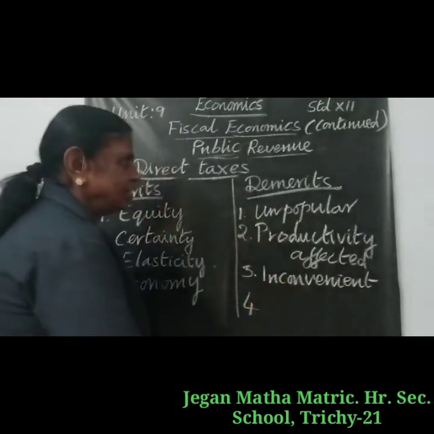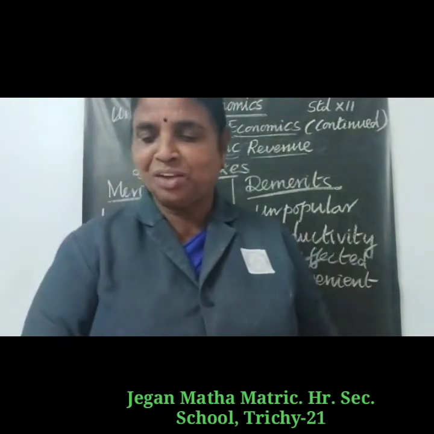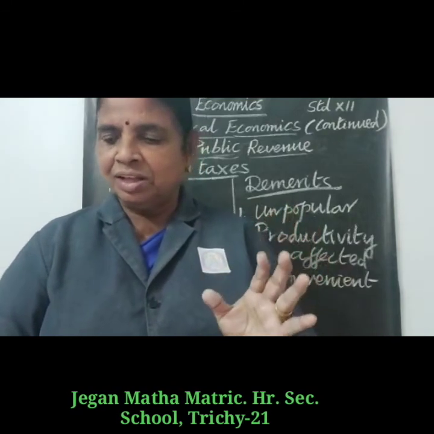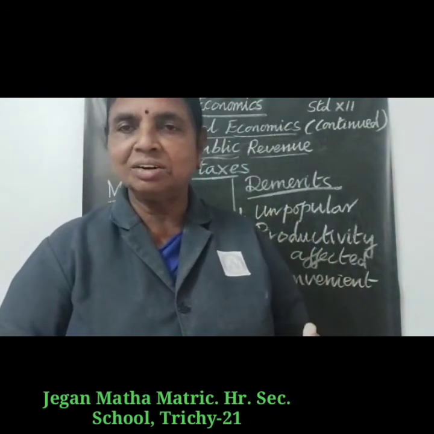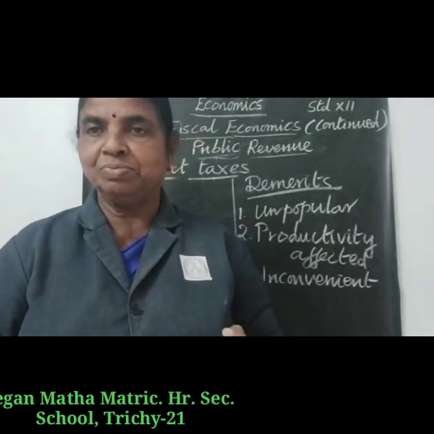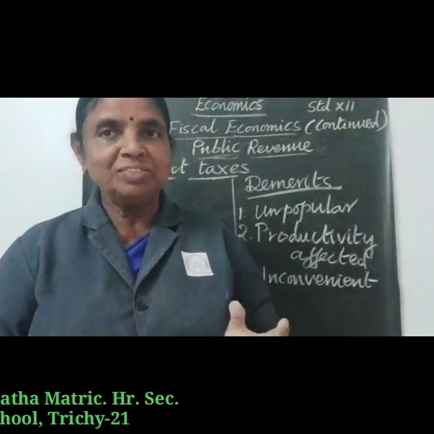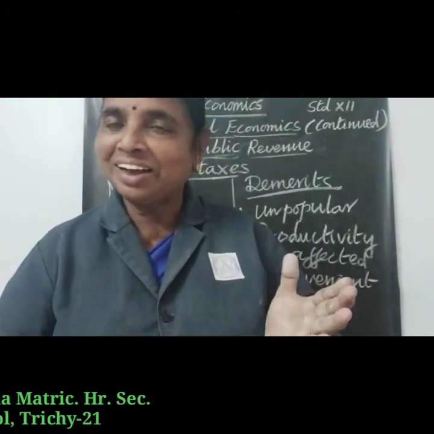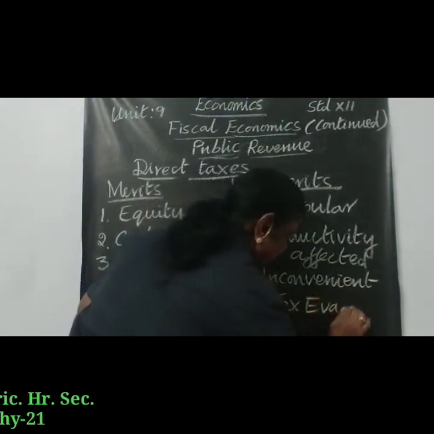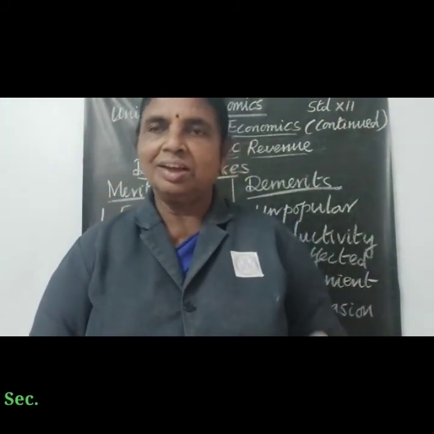And the fourth important demerit of direct tax is tax evasion. The burden of direct tax is so heavy that taxpayers always try to evade taxes. This ultimately leads to the generation of black money, which is harmful to the economy. So many taxpayers evade tax and they don't pay the tax in proper time. Tax evasion leads to black money, which is very harmful to the economy.